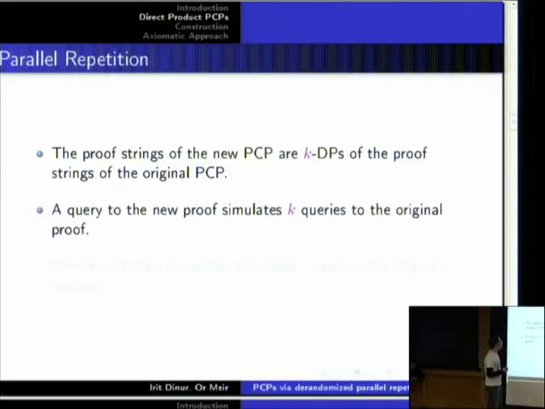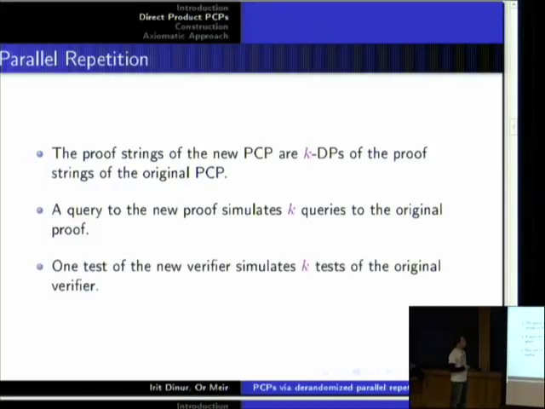And now every query to the new proof string emulates Q queries to the original proof string, because it consists of K symbols of the original proof string. And using Q such symbols, we can actually simulate K times Q queries, that is, the symbols of Q of K invocations of the original verifier.